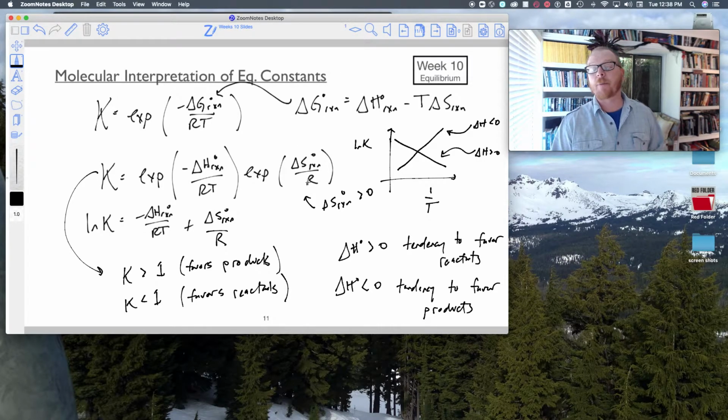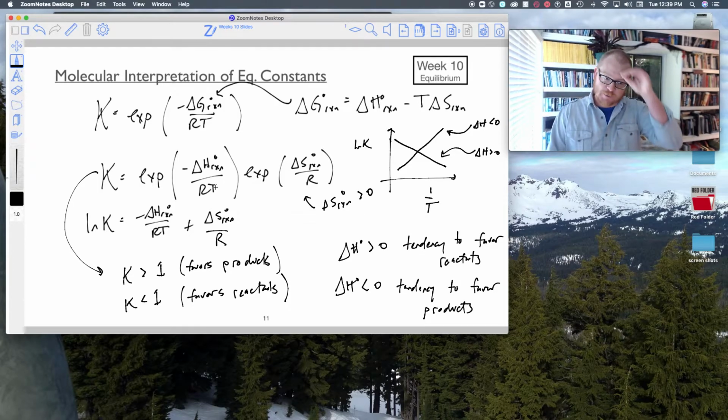That's the exponential of a positive term. The exponential of a positive term gives me something greater than 1. And when K is greater than 1, it favors products, okay? And so now what's a really interesting case here is when you have an endothermic reaction that's spontaneous. It can happen, okay? And that really, we have to now look at what's going on with the temperature.